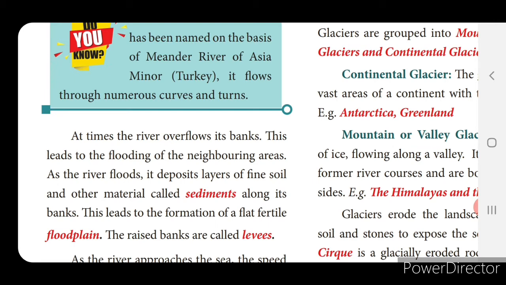So at the time the river overflows its banks, that is at the time of flooding, what will happen? It will collect all the fertile materials and it will deposit them. The deposition will be taking place. The sediments will be deposited. We call those fertile substances sediments, and this leads to the formation of the floodplain. The raised banks we call levees.